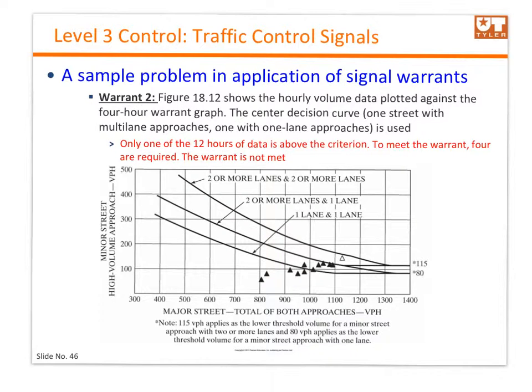Warrant 2, now we need to use figure 18.12. If you plot all the total volumes in the major versus the minor street, figure 18.12 shows the hourly volume data plotted against the 4-hour warrant graph. The center decision curve is the line that we need to follow, because we have one street with multi-lane approaches and the minor street has one lane approach. As you could see, only 1 point of the 12 hours is above the criterion, and to meet the warrant, 4 are required. Therefore, the warrant is not met. So far warrant 1 was met, but warrant 2 is not met.